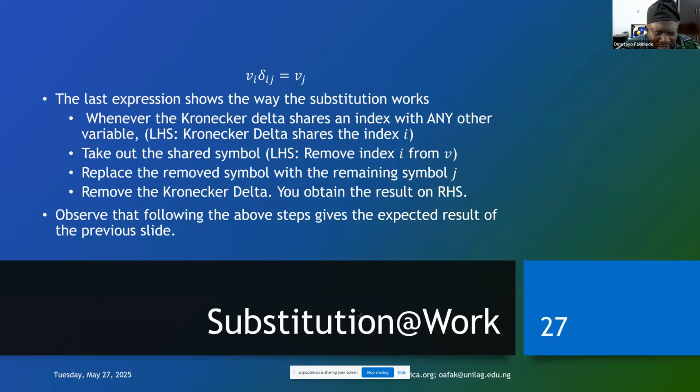Observe the following, that following the above steps gives the expected result of the previous slide. So that is what gives us this equation that V I delta I J is simply equal to V J. You can see that the previous slide, slide 26, indeed, as we have it here, proves that expression to be true.